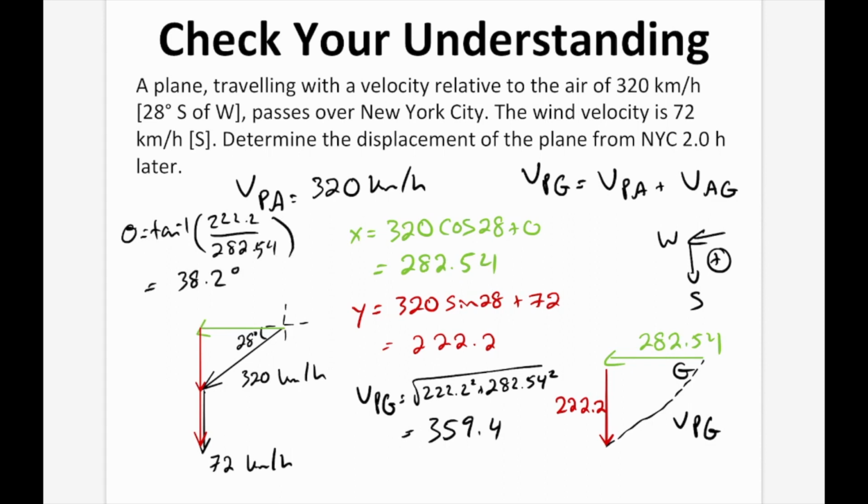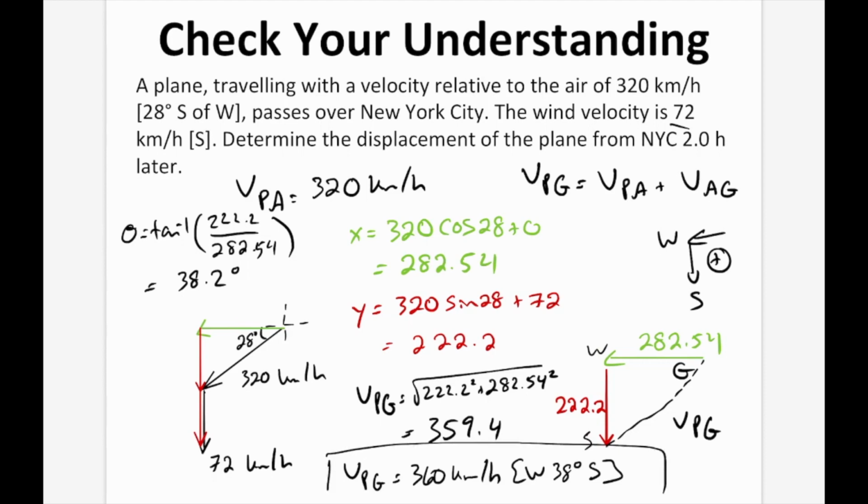So our final answer to 2 sig digs, the velocity of the plane relative to the ground, is going to equal 360 kilometers per hour. Then we're going to go west. So we went west first, 38 degrees south. So we went west and then south. And that's our final answer. And that concludes our lesson on frames of reference.